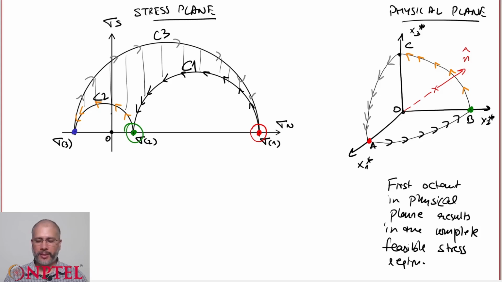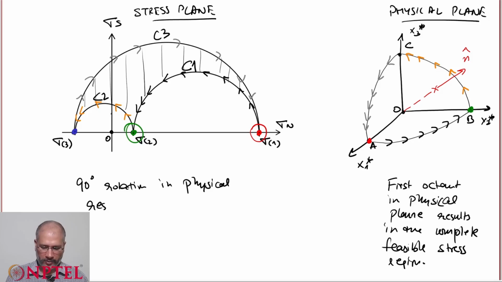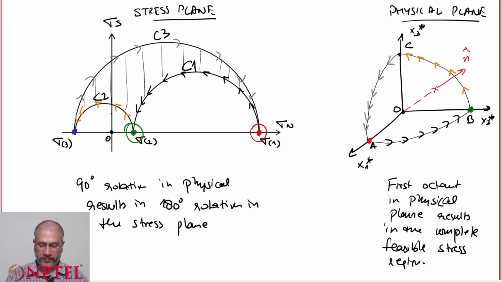So what we have noted is that a 90-degree rotation in physical plane results in a 180-degree rotation in the stress plane. So this is an interesting idea that allows us to locate points in the stress plane given some location on the physical plane.